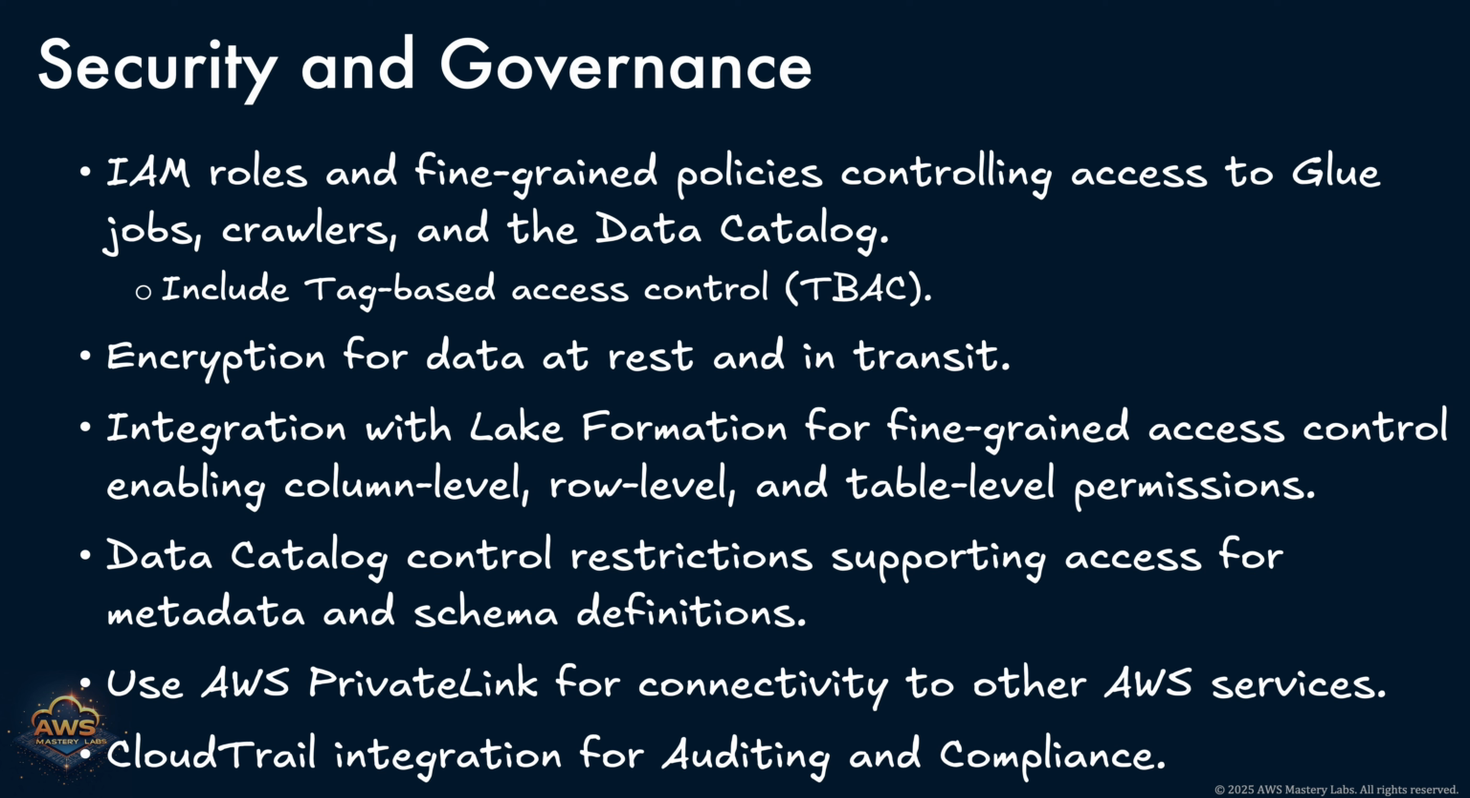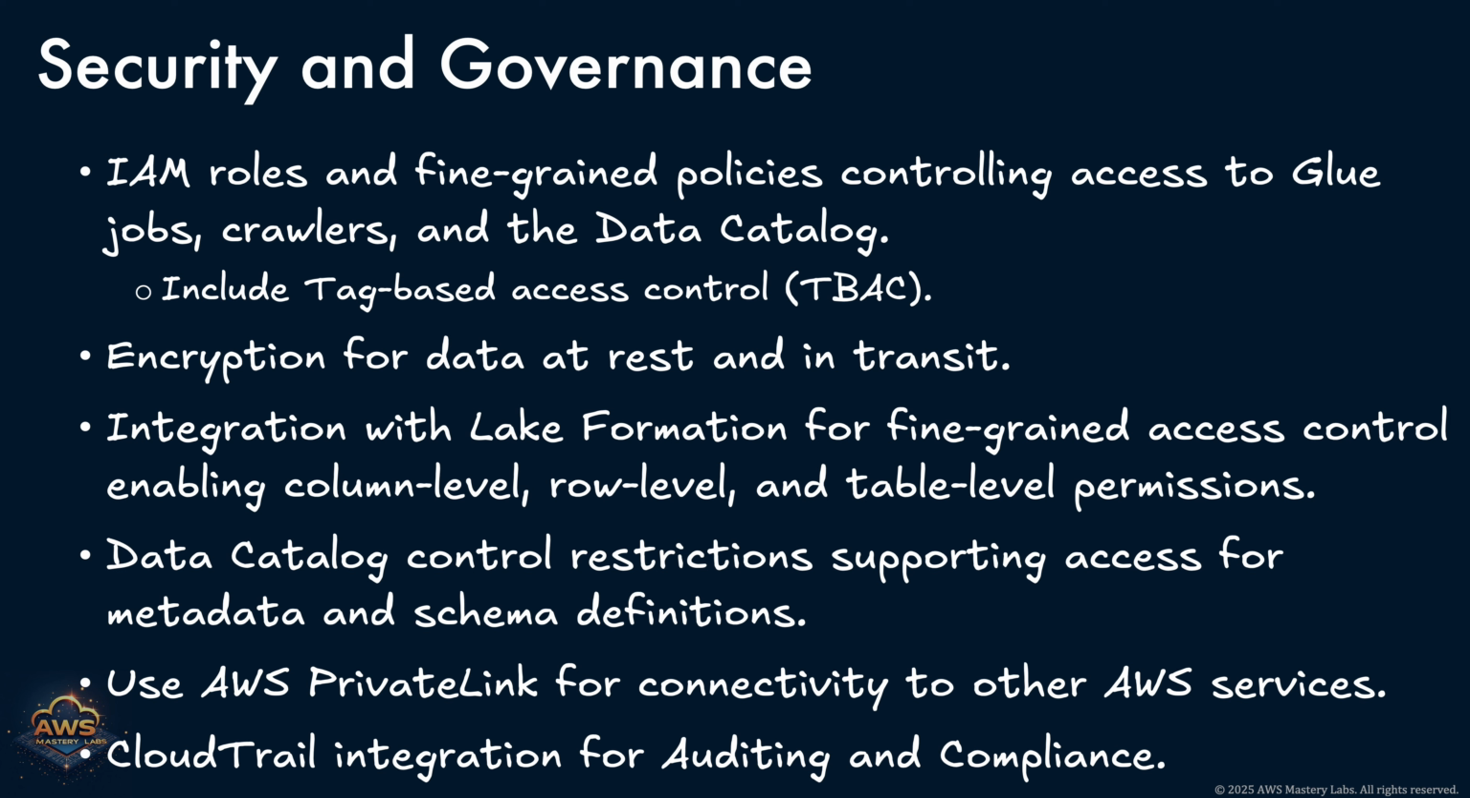Data security doesn't stop at access control. Glue supports encryption at rest using AWS KMS for everything from job bookmarks to data stored in S3. In parallel, encryption in transit ensures that all data moving between services is secured using TLS. For even more granular security, AWS Glue integrates with AWS Lake Formation, giving you the ability to define column level, row level, and table level permissions. This enables true fine-grained access control across your entire data lake environment, down to specific fields in a table.